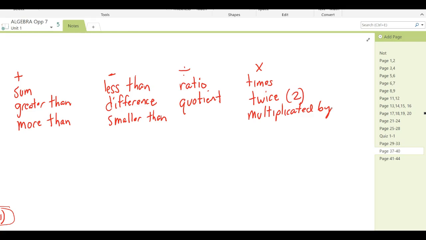All right, so here's what we got. This is the deal. I'm making you learn 10 words. It's a vocabulary quiz. Okay, here's the deal.